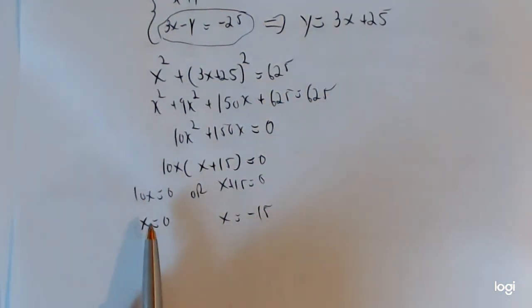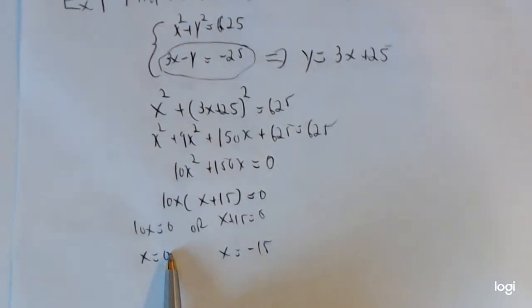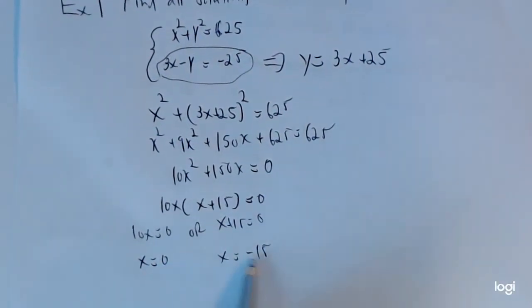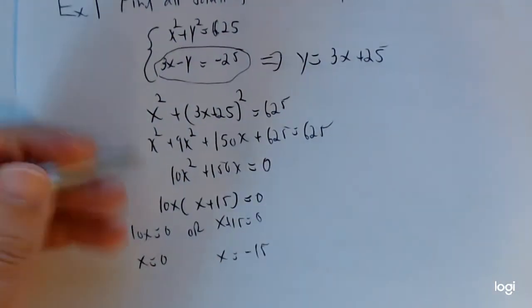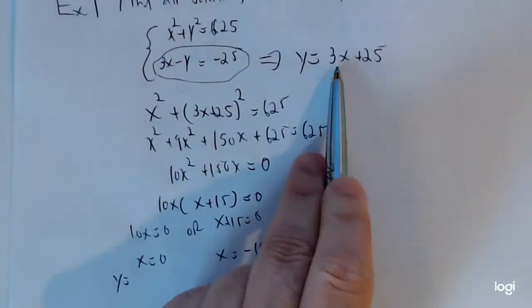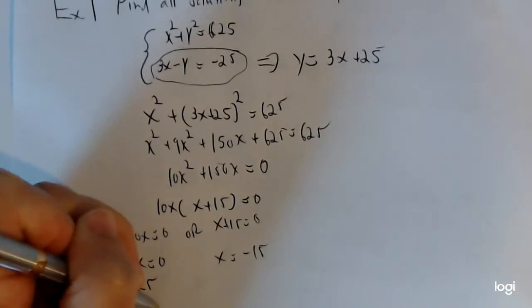Okay? So since x equals 0 and x equals negative 15 are the two solutions, now we need to find their y values. And what's the easiest one to use? Well, right there, because we know y is 3x plus 25. So if x is 0, what does y become? 3 times 0 is 0, y is 25. So my first point is (0, 25).